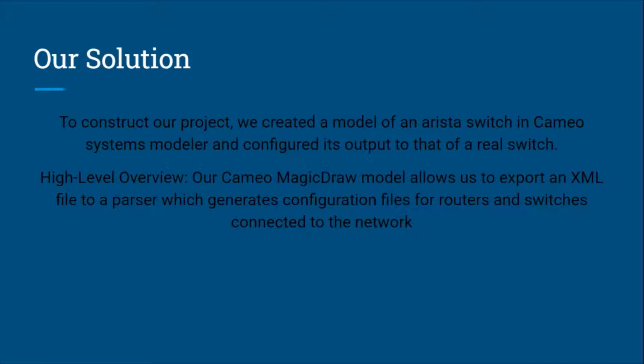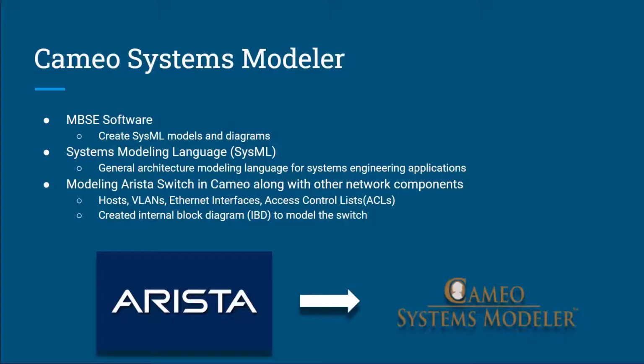From a high-level perspective, our solution is to use Cameo MagicDraw to export an XML file to a parser, which generates configuration files for routers and switches connected to the network. And here's a brief overview of what Cameo Systems Modeler is. Cameo is a model-based systems engineering software that allows us to create SysML models and diagrams. SysML, or Systems Modeling Language, is a general architecture modeling language for systems engineering applications.